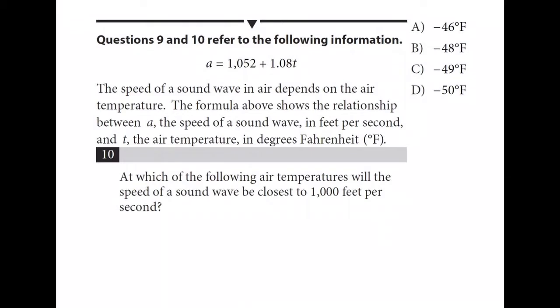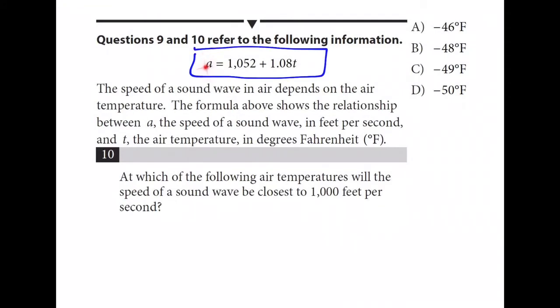The formula above shows the relationship between a, the speed of a sound wave in feet per second, and T, the air temperature in degrees Fahrenheit. At which of the following air temperatures will the speed of a sound wave be closest to 1,000 feet per second? So let's look back at our equation and go through what each of these variables mean.